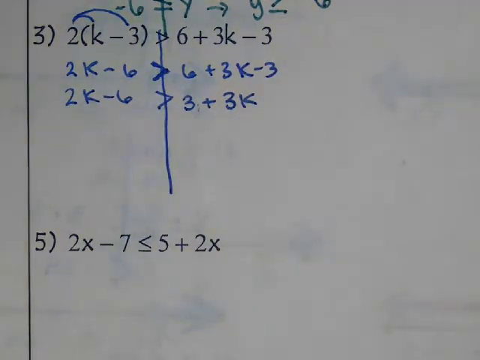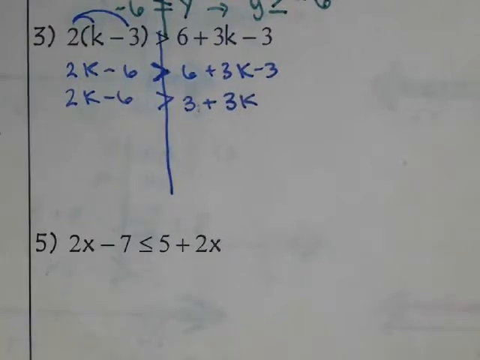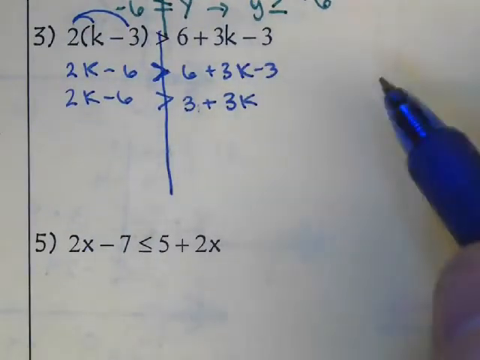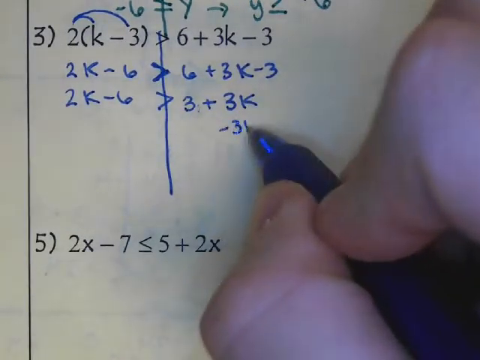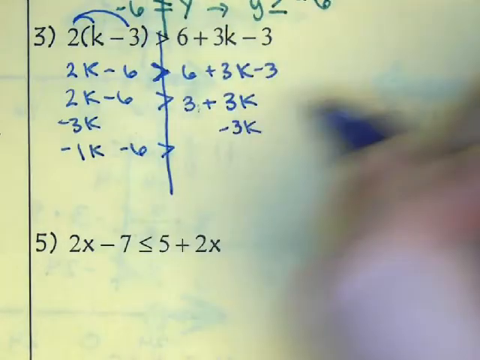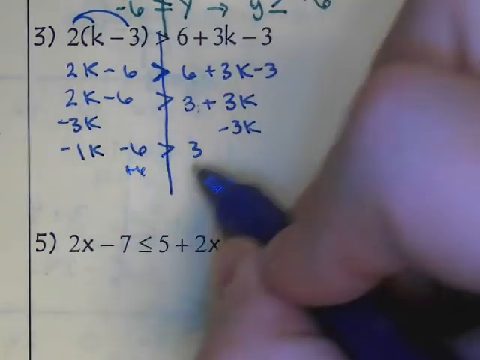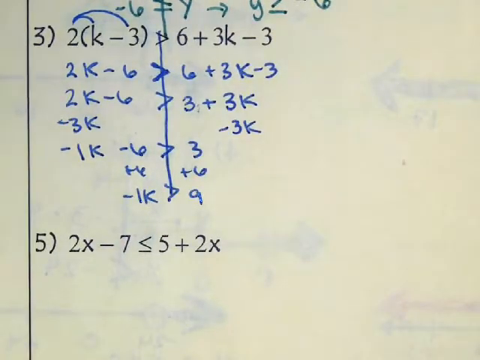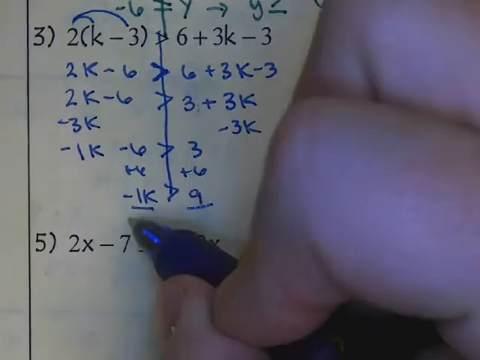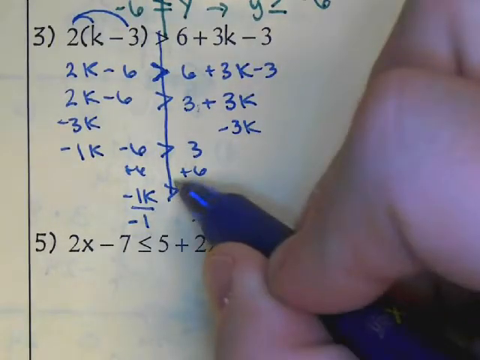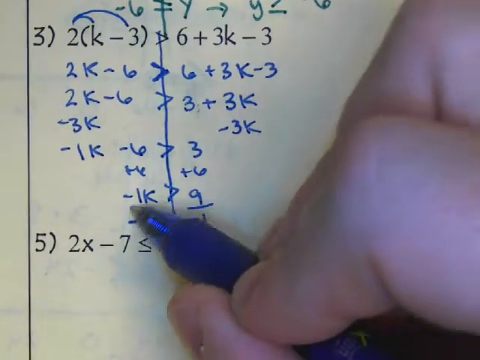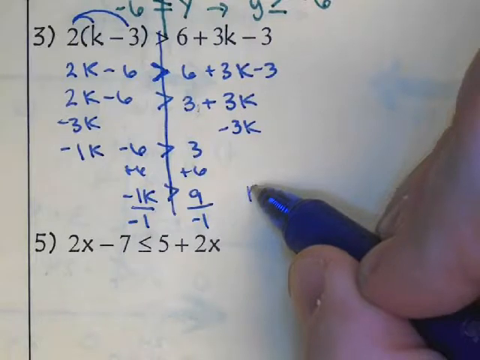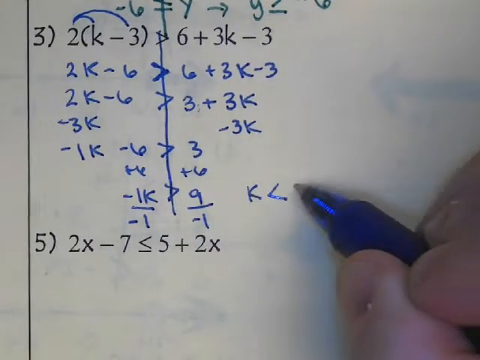Okay, so we did our parentheses, we combined like terms on both sides of the inequality. Now let's move some stuff around, combining like terms to one side of the inequality. So I will subtract 3k here, subtract 3k, get negative 1k minus 6 is greater than 3. Add 6, add 6, negative 1k is greater than 9. About to divide both sides by a negative, dividing both sides by negative 1, so our inequality sign will flip. Dividing both sides by negative, so I get k, flip my inequality, is less than negative 9.